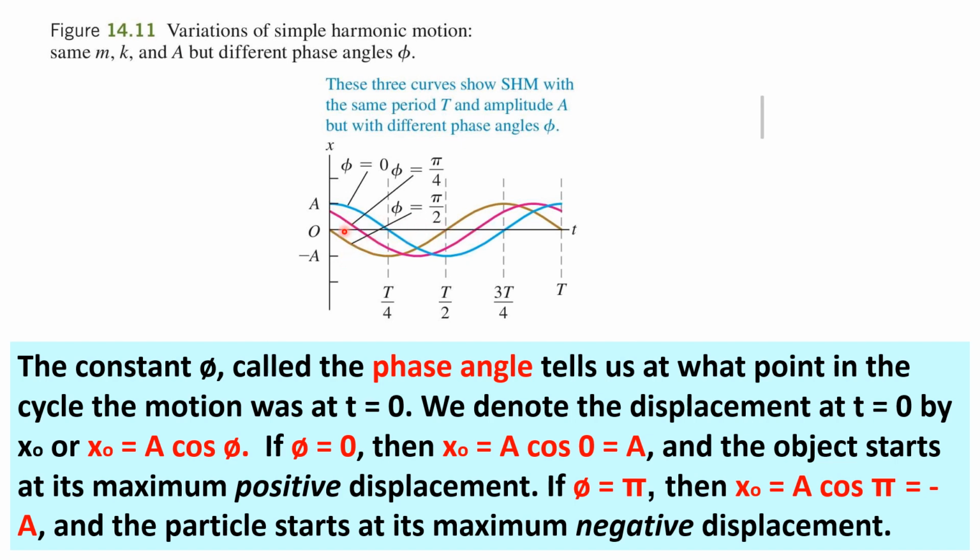So the pink one pertains to a phase angle that is pi over 4, while the yellow one, or the golden curve, represents a phase angle phi equal to pi over 2. This is how a phase angle at pi over 2 looks like.